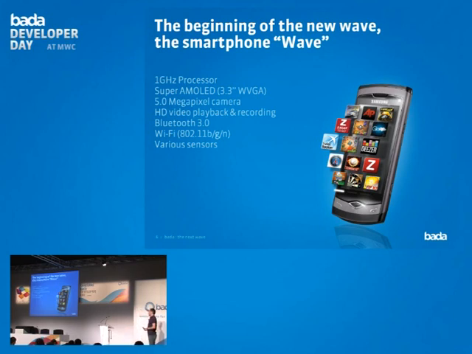It's quite a top-notch smartphone. You can read the characteristics on the screen. It has a 1 GHz processor, Super AMOLED screen, 5 megapixel camera, HD video playback and recording, Bluetooth 3.0, sensor integration, all the rest of it, everything which you would expect from a smartphone. And with this phone, we were actually pretty successful. In the first 5 weeks or so, we managed to sell it over 1 million times.